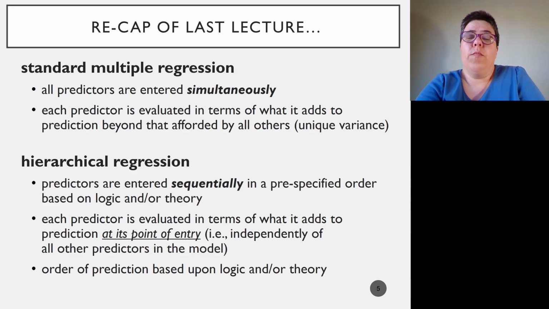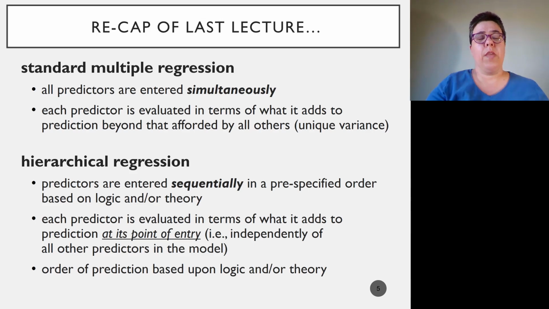And hierarchical multiple regression is a bit different. It has blocks of predictors. It could be one at a time, but it's often multiple predictors in one block, then another set in a second block, and so on. And these are entered in a sequential order based on theory, where each predictor is evaluated in terms of its unique contribution, what it adds to prediction at its point of entry, independent of all the other predictors in the model at that time, and sometimes shared variance, which is shared with variables in later blocks, is assigned to those earlier variables based on theoretical reasons.